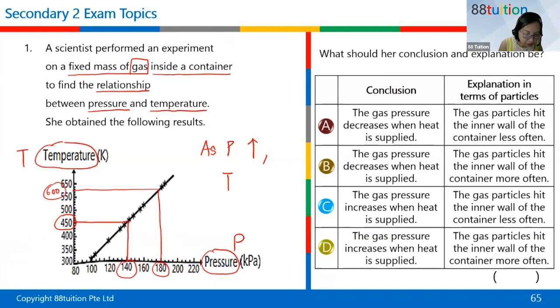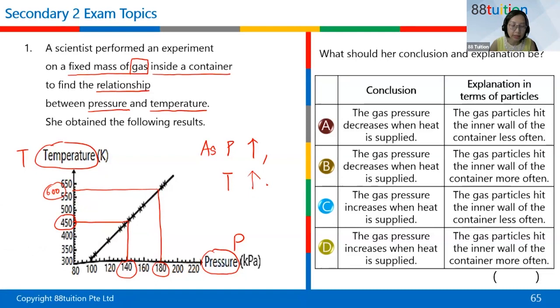Okay, fine. So when the pressure is 140, touch the graph, go to the left, the temperature is 450. Then when I bring up the pressure from 140 to 180, you look at the temperature also going up, 450 up to 600. So as pressure of the gas increases, temperature of the gas also increases. Good job, Zenith.